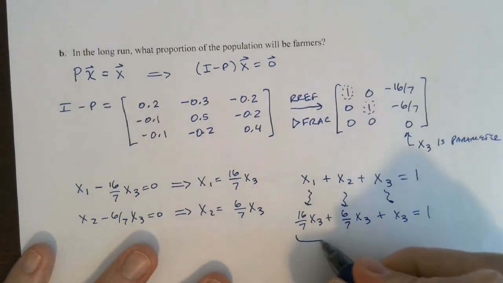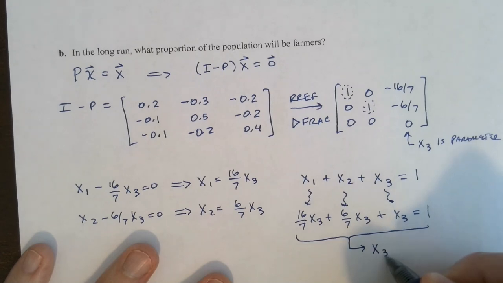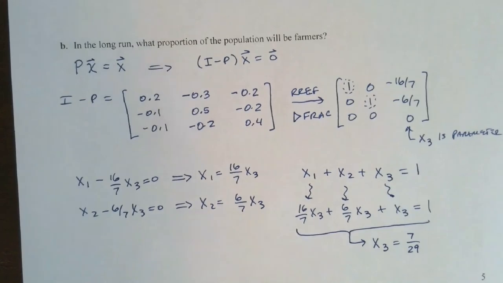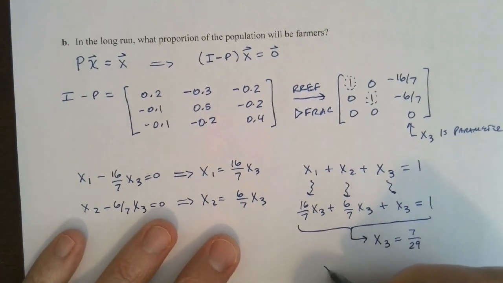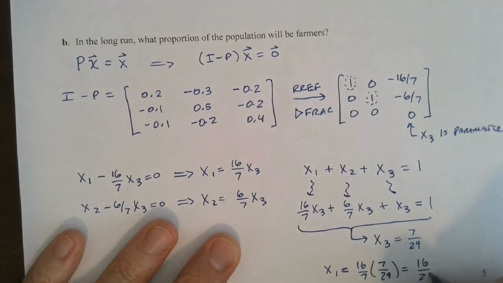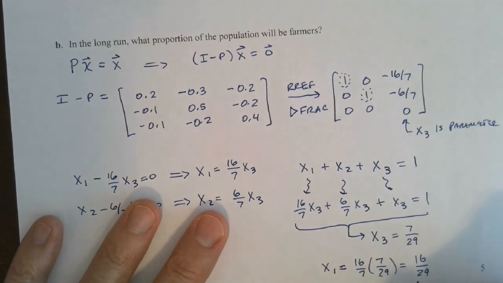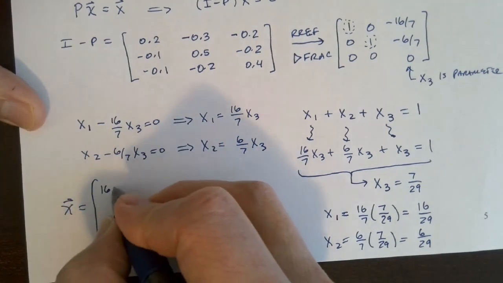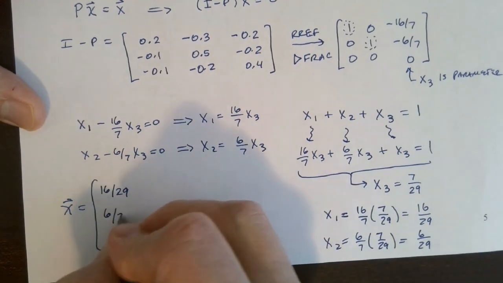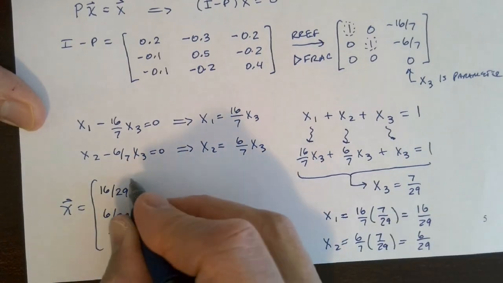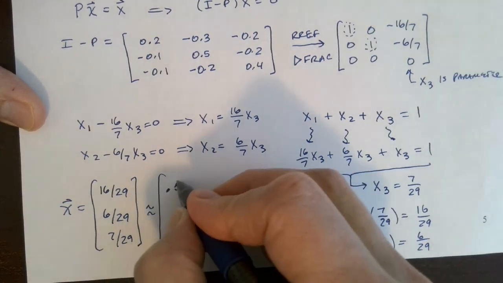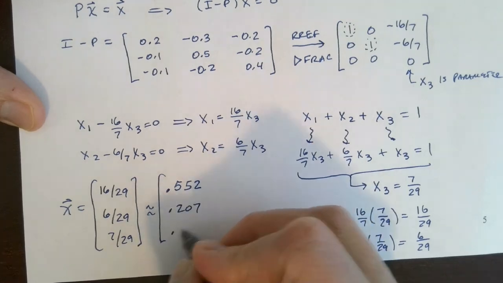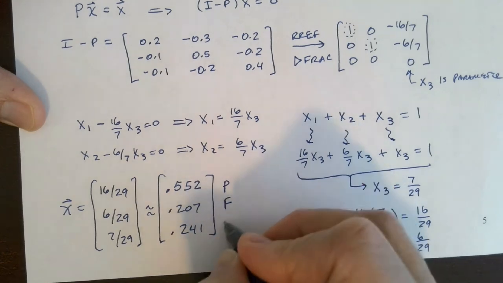So I'll let you solve this and confirm that X3 in this case is 7/29. X3 is 7/29. Therefore, X1 is what? 16/7 times X3 equals 16/29. And X2 is equal to 6/29. And so our steady state solution is 16/29 for X1, 6/29 for X2, and 7/29 for X3, which is approximately these quantities. Remember, professional, farmer, labor, in that order.